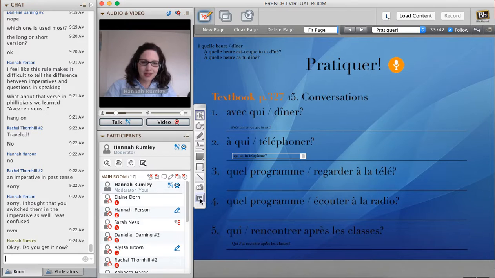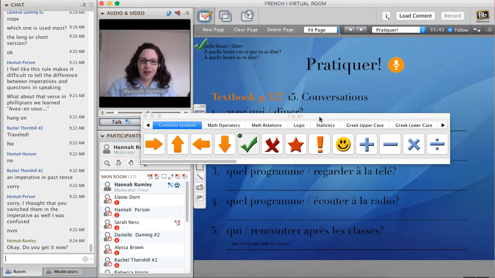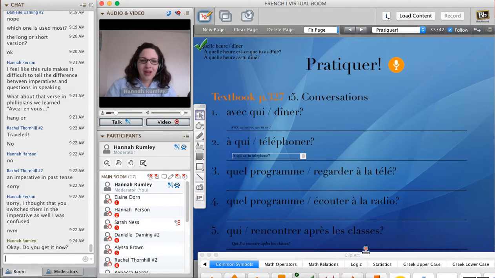Okay, let's look at these. Numéro 1. Avec qui est-ce que tu as dîné? Good. Looking good. Oopsies. Okay, numéro 2. À qui as-tu téléphoné? Perfect.